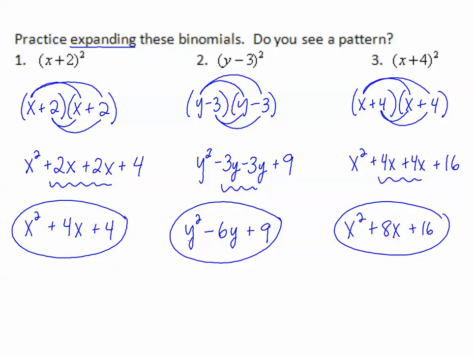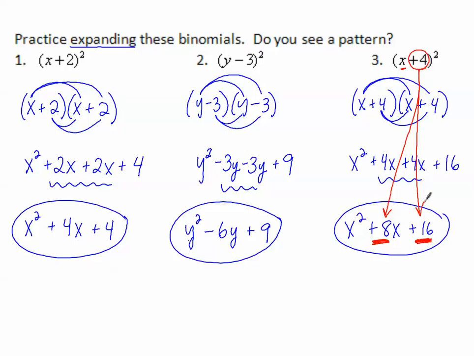Think about what you just saw in number 3. X was the letter. Look what came first. Now, most importantly, with the number, plus 4, and the middle number, positive 8. How do we go from plus 4 to plus 8? Then look at the last number, positive 16. How do we go from positive 4 to positive 16?